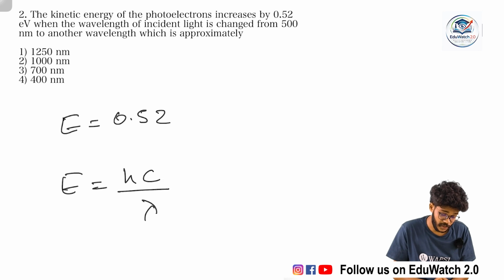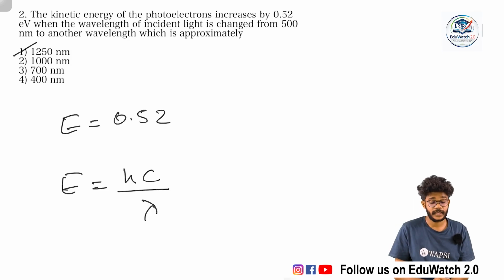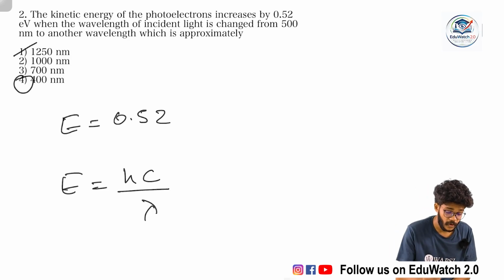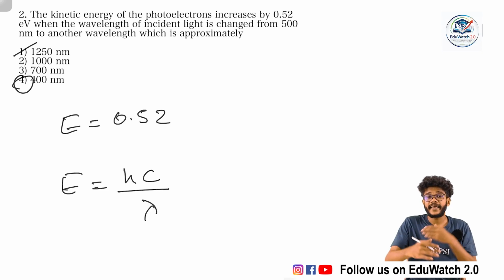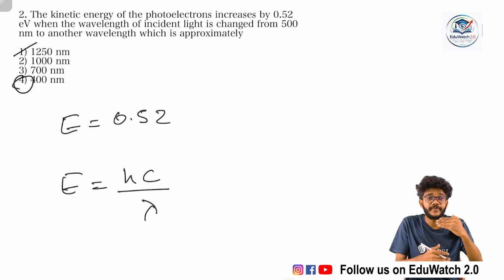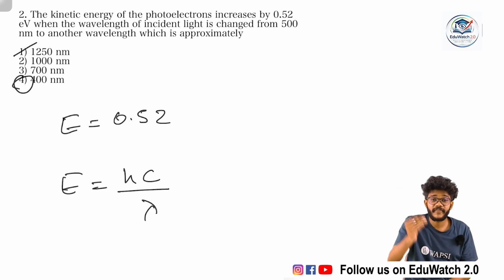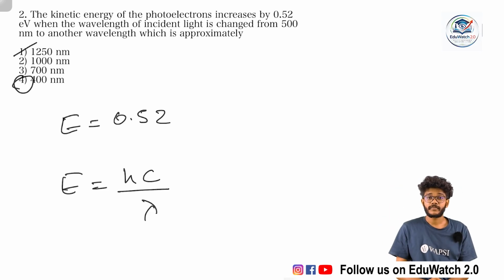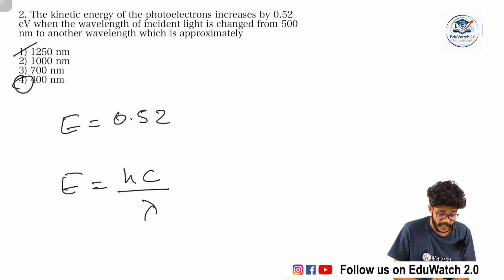Which option is correct? The first option is 1250 nanometer, the second is 1000, and the third one is 700. So 400 is the only choice we have from the options, because by giving energy, the frequency will increase, and by increasing the frequency, the wavelength decreases. So the new wavelength is 400 nanometer. Option D is the correct answer.